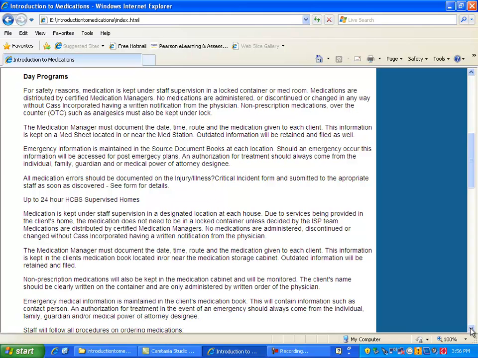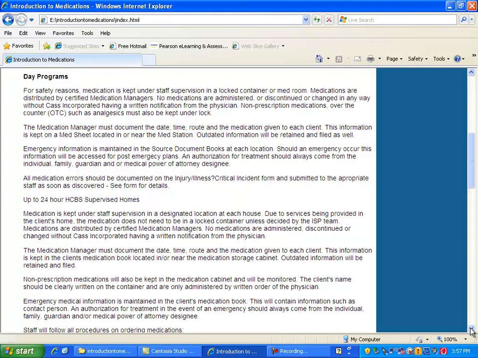The medication manager must document the date, time, route, and the medication given to each client. This information is kept on a med sheet located in or near the med station. Outdated information will be retained and filed. Emergency information is maintained in the source document books at each location. Should an emergency occur, this information will be assessed for post-emergency plans.